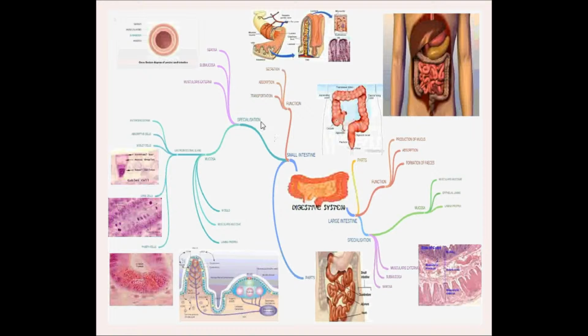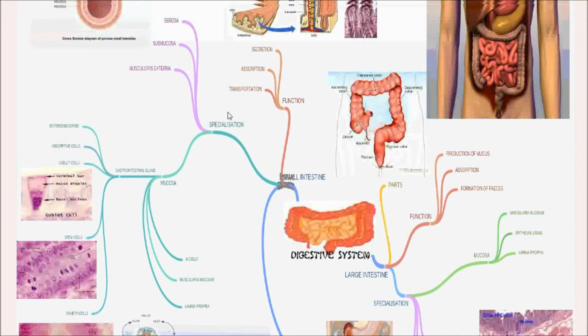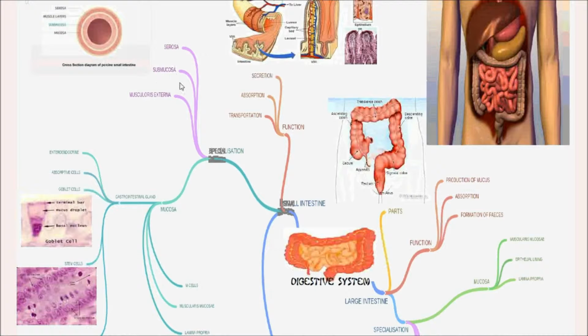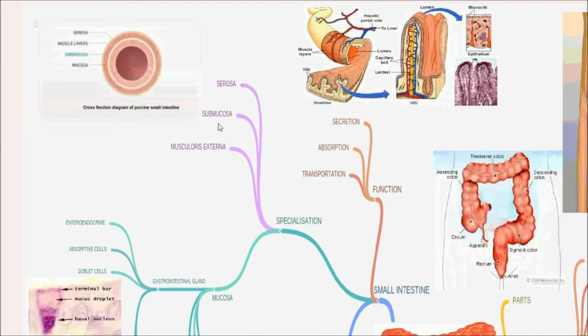To maximize absorption, the small intestine has certain specializations, and we can see them from the serosa, submucosa, muscularis externa, and mucosa. For the submucosa, in the initial portion of the duodenum, the submucosa contains clusters of coiled branched tubular glands, called the duodenal glands or Brunner's glands.